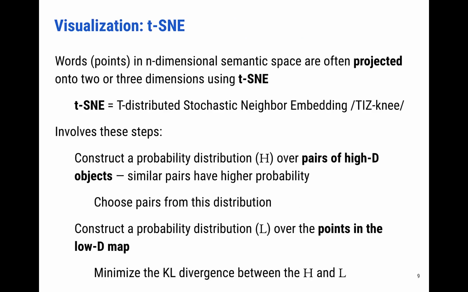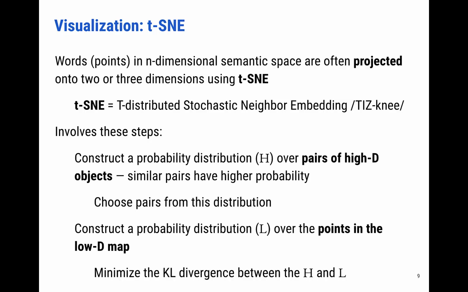So the other part to using Word2Vec is that it's almost always complemented by a particular visualization technique called t-SNE, where words, which are points in n-dimensional semantic space, are projected onto 2 or 3 dimensions using this method. So t-SNE stands for T-Distributed Stochastic Neighbor Embedding, and it's a pretty powerful algorithm that involves the construction of a probability distribution over pairs of high-dimensional objects.